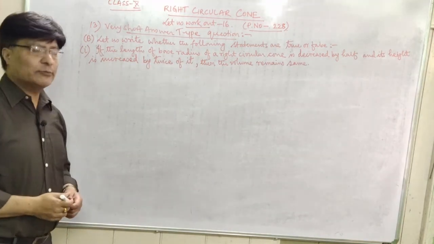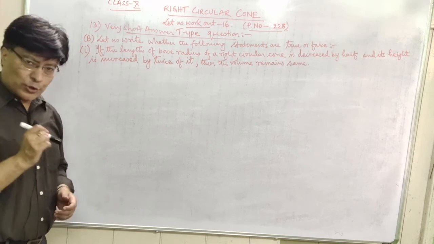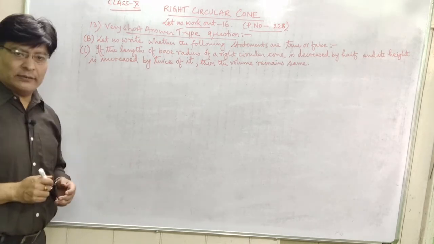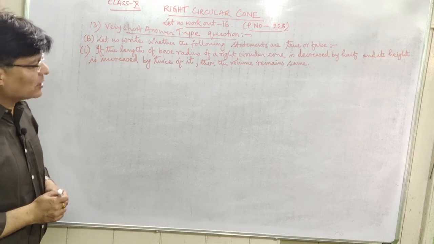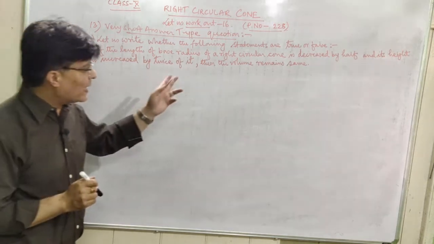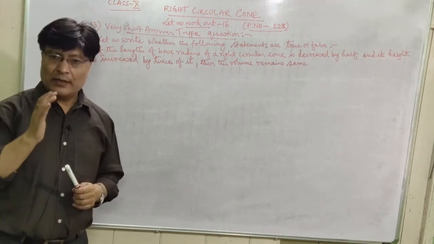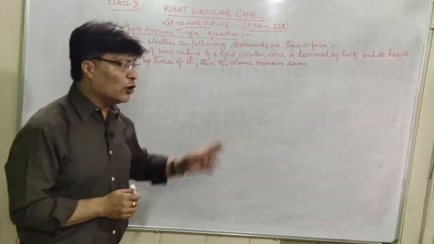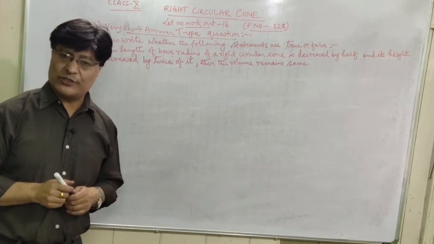In this case you have to write down whether the following statements are true or false. So question number 1 here is, if the radius of the base of a right circular cone is decreased by half and its height is increased by twice of it, then the volume remains same. Whether this statement is correct or wrong, you have to check it.